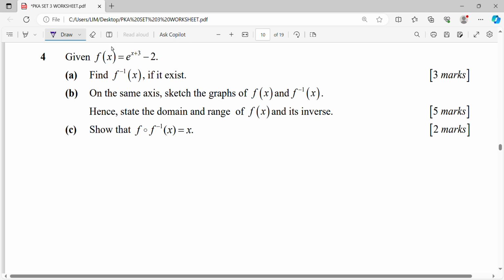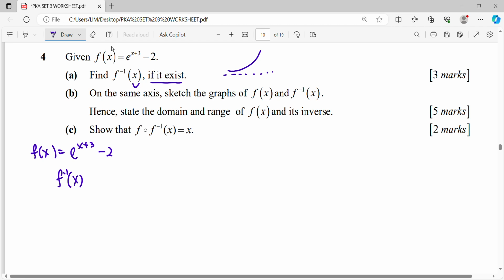Number 4, given our function is an exponential function, then find the f inverse if it exists. To make sure whether this f inverse exists or not, we just imagine the exponential function graph. It is always one-to-one, which means this function's f inverse exists. Therefore, we need to find f inverse. So how do we find f inverse?